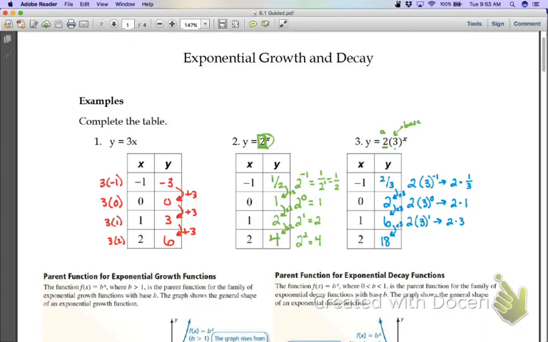All I'm doing is plugging in values and going from one to the next. Whatever the base is of my exponential function, whatever is being taken to a power, the 2 on number 2, the 3 on number 3, that's what keeps getting multiplied to find my next value, as long as I'm counting by 1 with my x value on the left side.